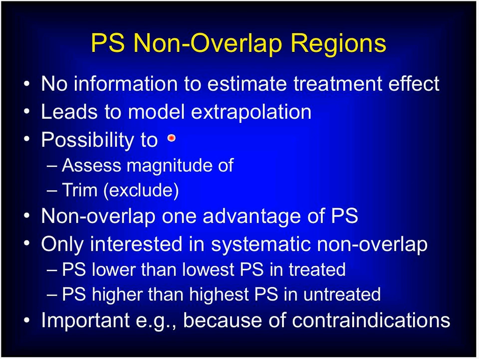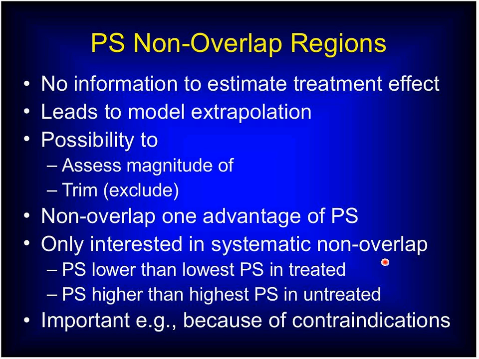The propensity score here is to assess the magnitude of this non-overlap, which is something that we would usually miss in the outcome model, and also to exclude these people. So dealing with the possibility to assess and trim non-overlap is one of the advantages of the propensity score. This is a little bit strange wording here, but that's what I mean.